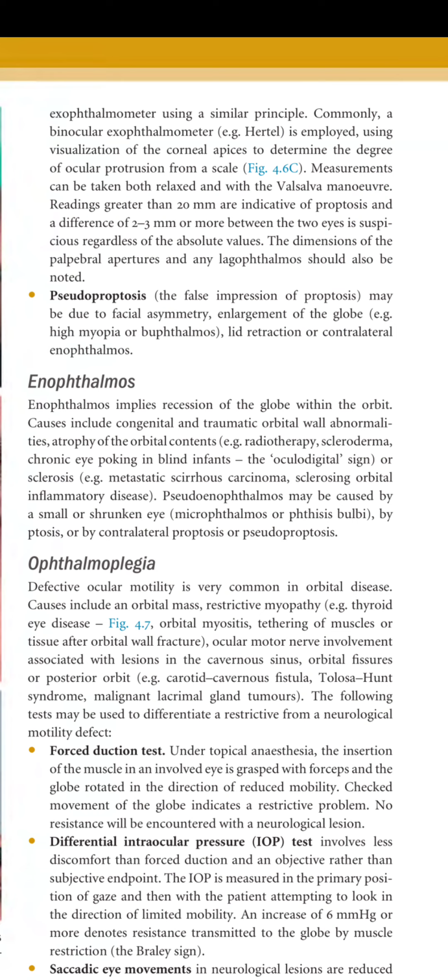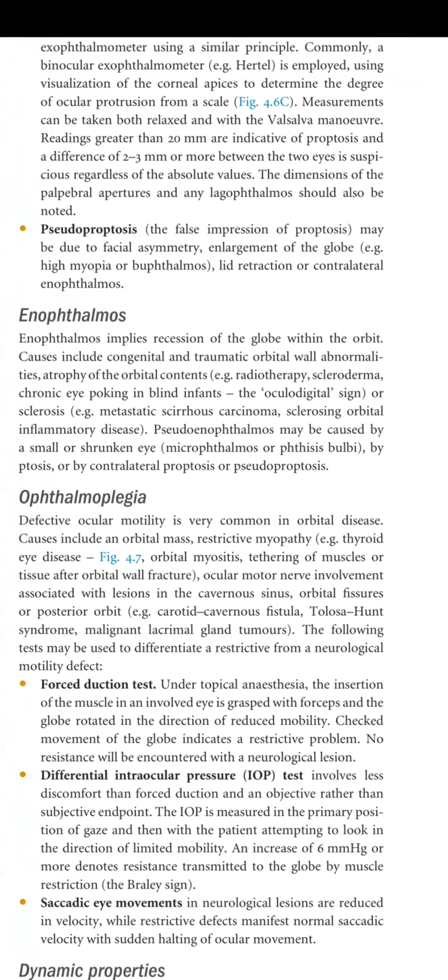So pseudoenophthalmos means there is an impression of the recession of the globe, but it is usually caused by eyeball pathology. For example, there is a small or shrunken eye, for example microphthalmos or phthisis bulbi, or ptosis, or contralateral proptosis or pseudoproptosis. It can give the impression of enophthalmos.